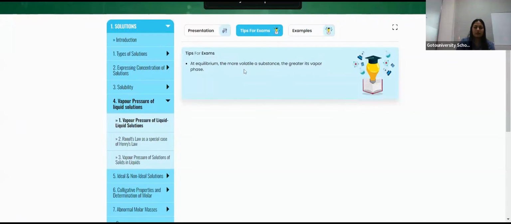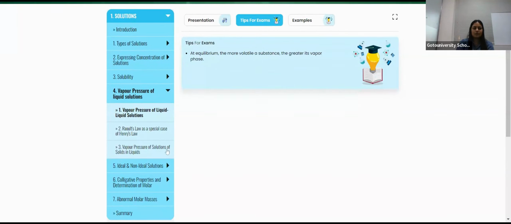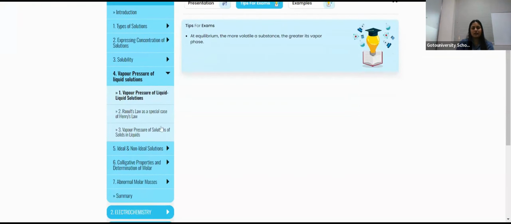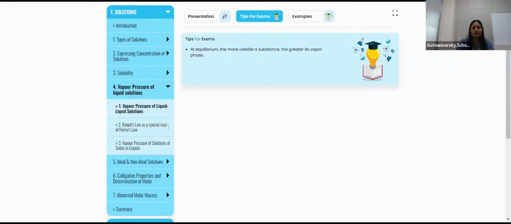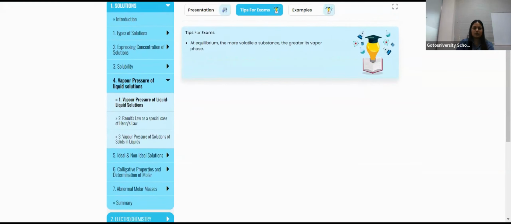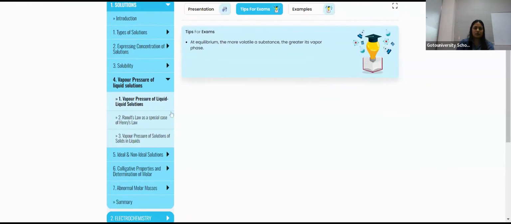See, at equilibrium, the more volatile a substance, the greater is its vapor pressure. What is a volatile substance? A volatile substance is one that has no solute in it, that is only solvent, and that is having more evaporation, or say high vapor pressure. All right.